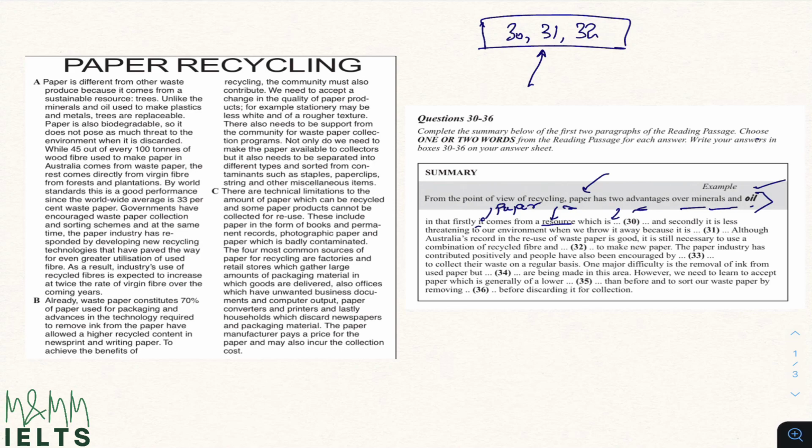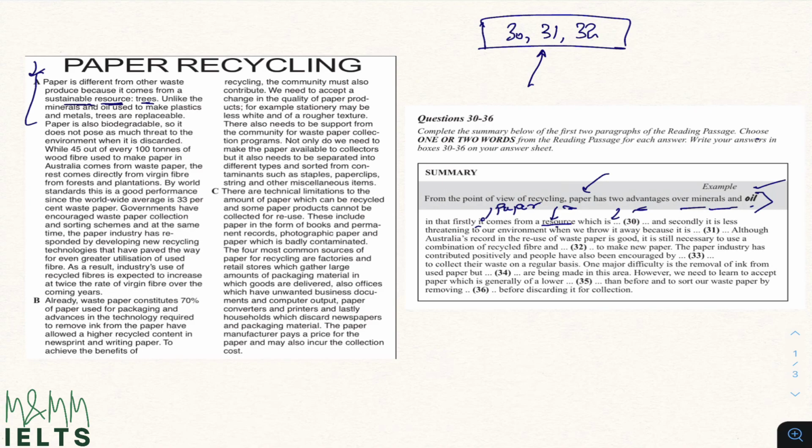So, trying to predict which could be my best answer. But I've got my keyword over here, which is the word resource. So what I'll do now is I'll start reading out this paragraph and see where I find the word resource, because most likely that's where I would be finding my correct answer as well. Paper is different from other waste produced because it comes from a sustainable resource. Right over here, I've already got my resource word over here. Let's try to read out this sentence thoroughly now. Paper is different from other waste produced because it comes from a sustainable resource, which is trees.